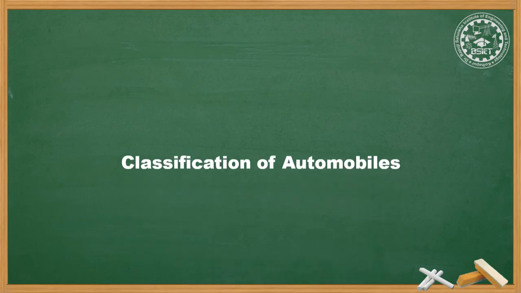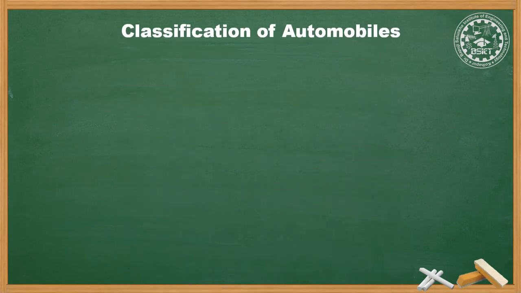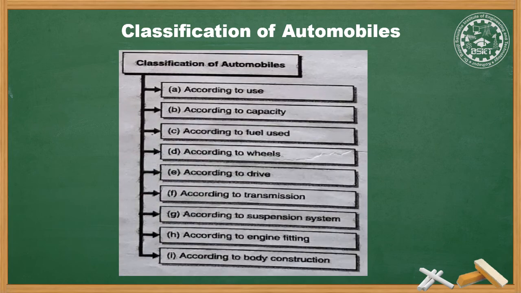Next is the classification of automobiles. Below image shows the classification of automobiles. Questions related to the same have been asked in previous examinations for the classification of automobiles. The automobile can be classified into different types which we will be discussing one by one. First, according to the use, that is passenger cars, goods carriage, special purpose, earth moving, motorcycle, that is bikes and mopeds.